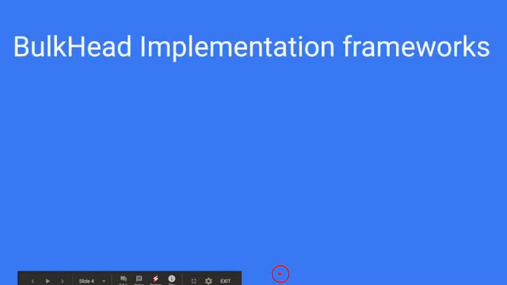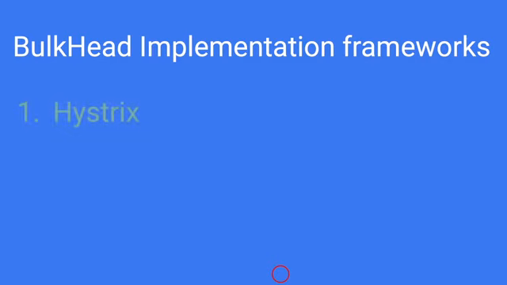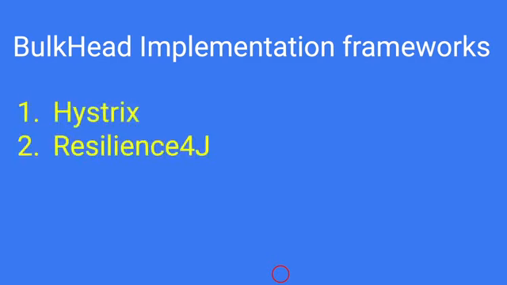To implement the bulkhead design pattern, we have different frameworks. The first one is Hystrix and the next one is Resilience4j. But Netflix recommends using Resilience4j instead of Hystrix because Hystrix is in maintenance mode. So you can use Resilience4j.